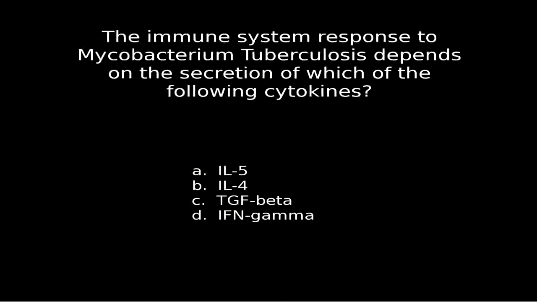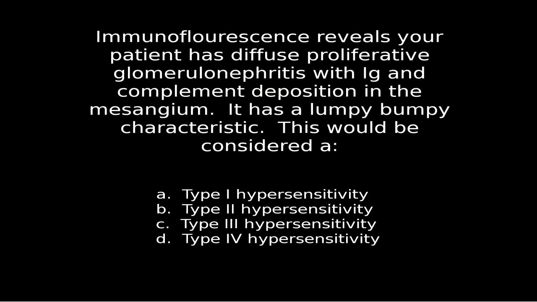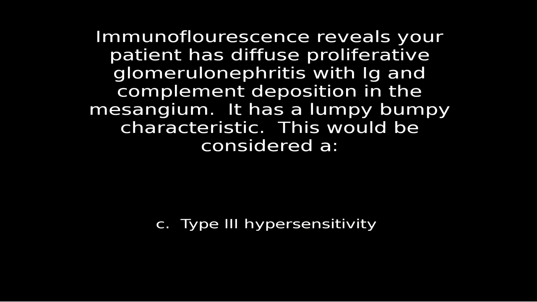Number 7 is the immune response to Mycobacterium tuberculosis depends on the secretion of, and I just gave it away, the answer is D, interferon gamma. Number 8 is immunofluorescence reveals your patient has diffuse proliferative glomerulonephritis with immunoglobulin and complement deposition in the mesangium. It has a lumpy, bumpy characteristic appearance. This would be considered which of the following types of hypersensitivity? We went through that very clearly, and the answer would be a type 3 hypersensitivity, and therefore that is answer number C.